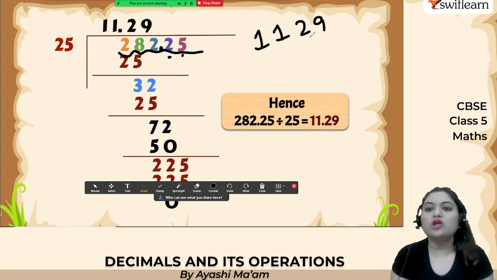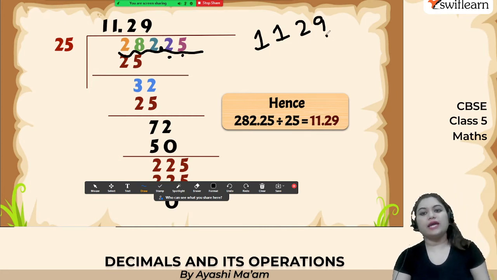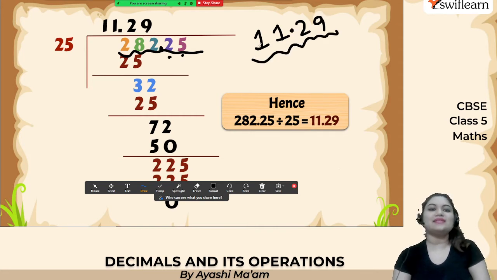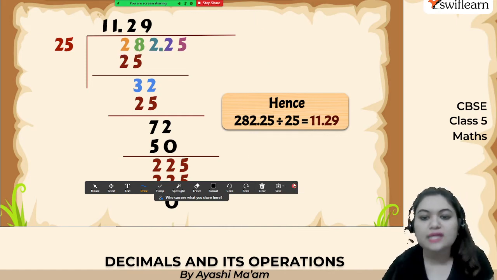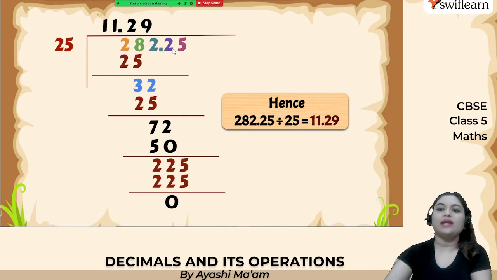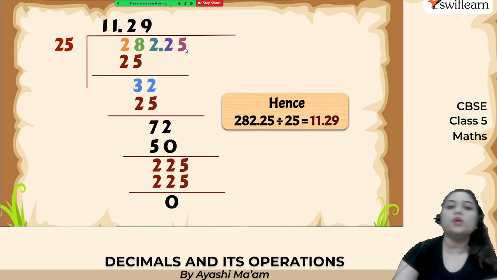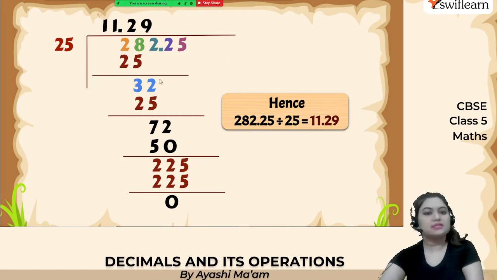In your dividend, after the decimal point, you have two digits now. So in your answer also, simply count from the right hand side 1, 2 and put your decimal point over here. Then also you will get the same answer. This is how you can do it. That is, you put the decimal point according to the dividend. So in the dividend, after the decimal point, there are two digits. So that's how you can do it.